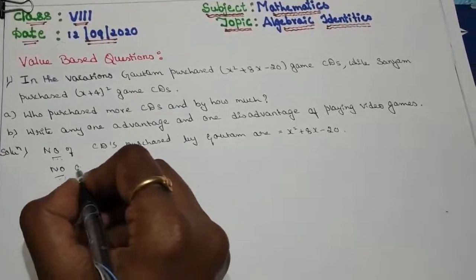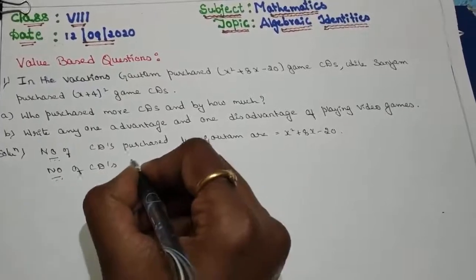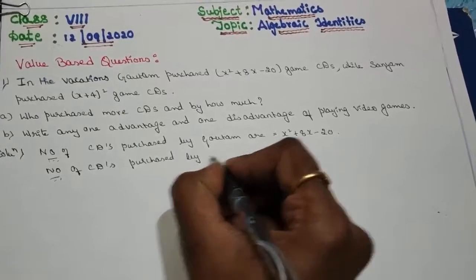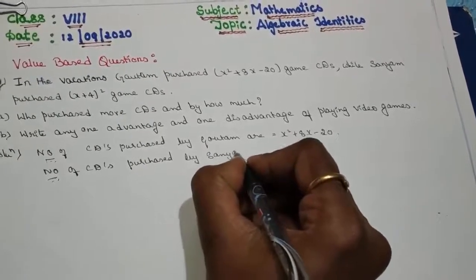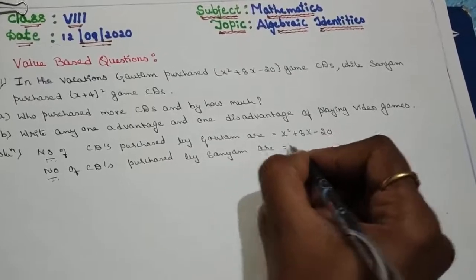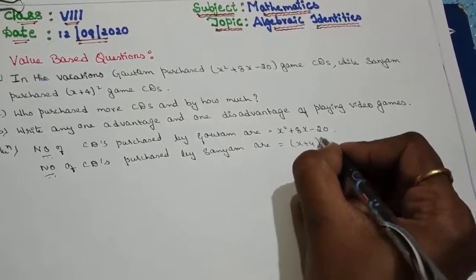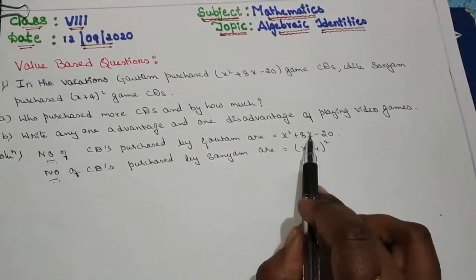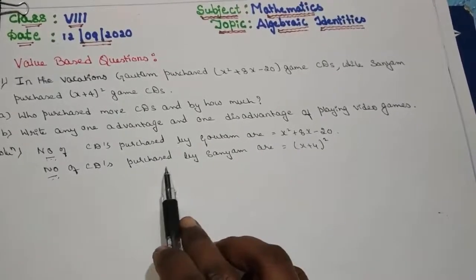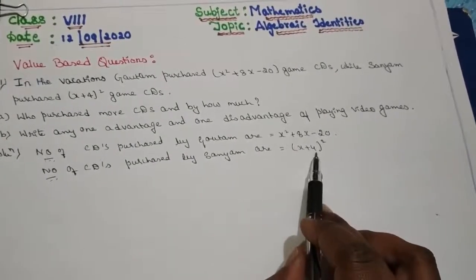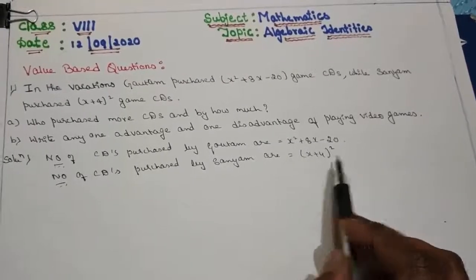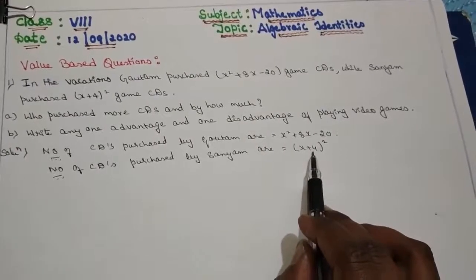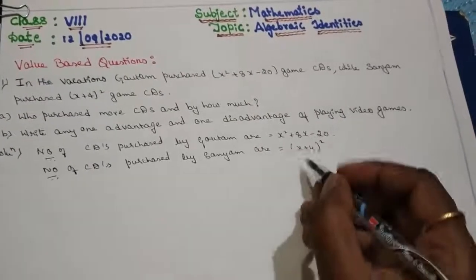Number of CDs purchased by Sanyam are (x plus 4) whole square. You can observe here, children, the number of CDs purchased by Gautam is in expression and the number of CDs purchased by Sanyam is in factor. So convert the factor into the form of expression. Identify the identity which can be used here. Yes, (a plus b) whole square.